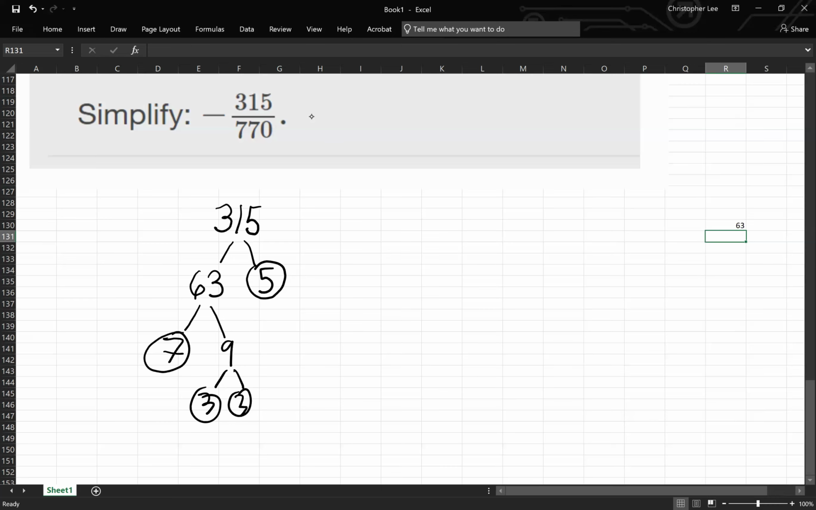So I'm just gonna do it up here just because of space. All right. So this is essentially negative what? 3 times 3 times 5 times 7 over, let's do 770.